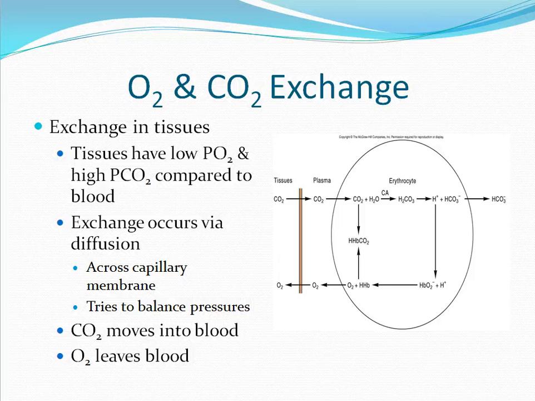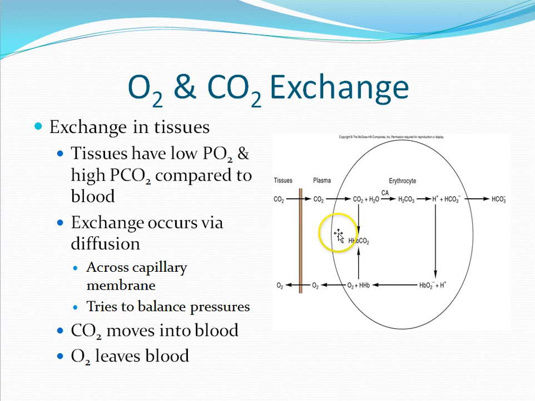We will first look at what happens in the tissues. Tissues have a very low concentration of oxygen and a high concentration of carbon dioxide compared to the blood. Exchange occurs via diffusion across the capillary membrane to try and balance these pressure differences. Carbon dioxide will move out of the tissues and into the blood, and oxygen will leave the blood and go into the tissues.